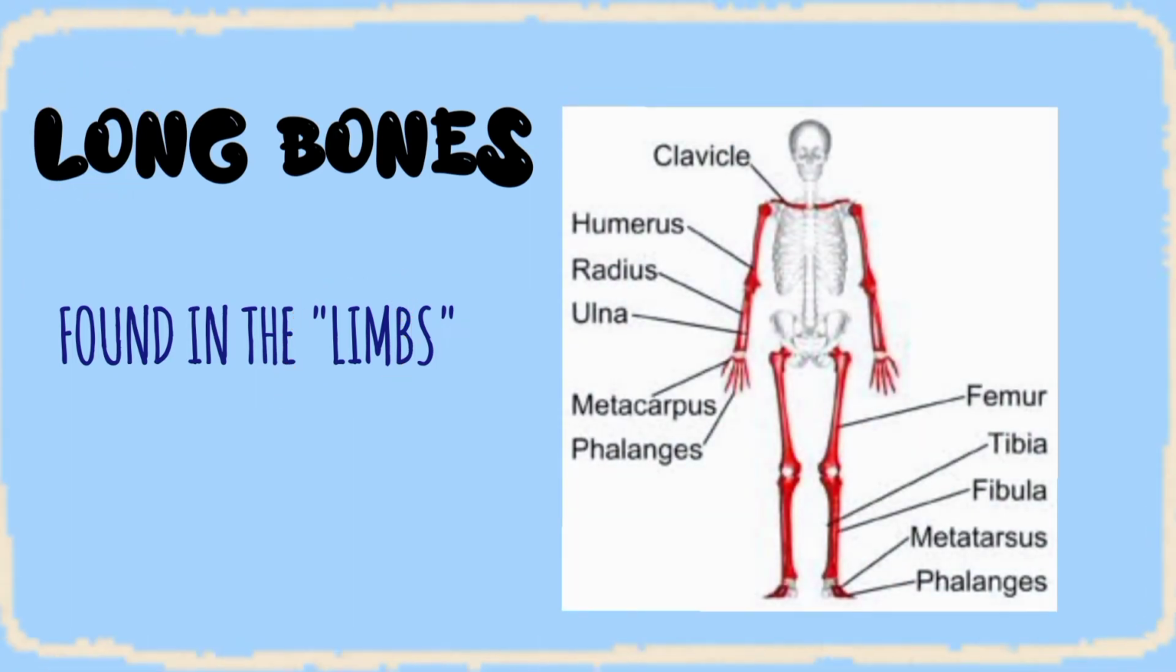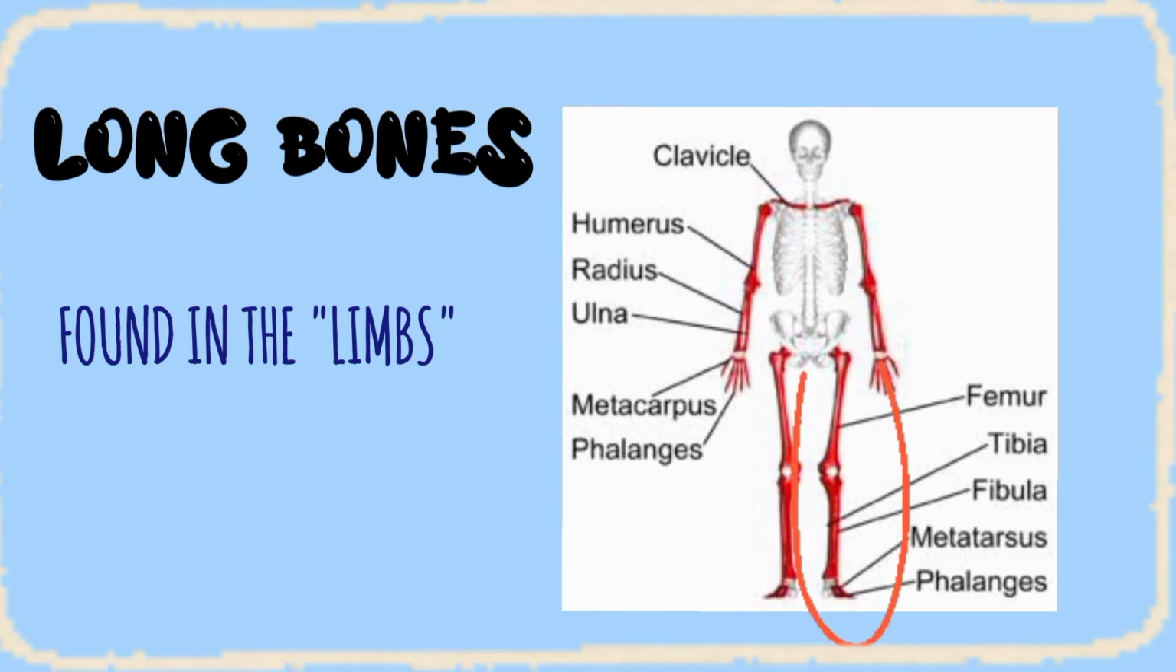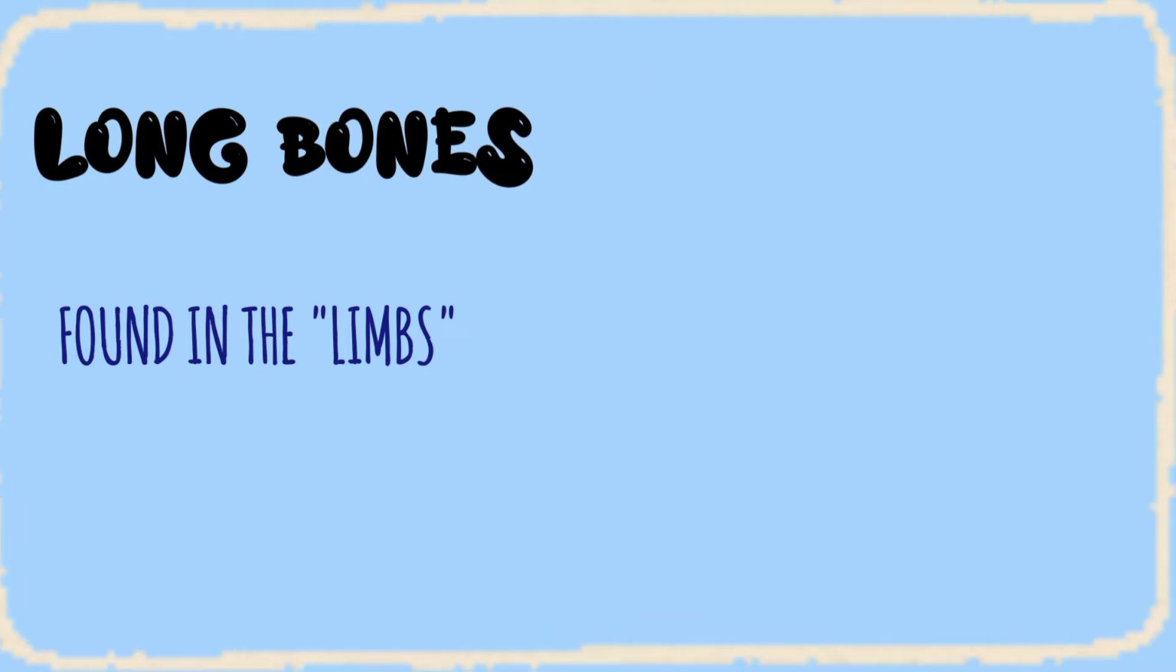In the upper limb you can see the humerus, the radius, the ulna, the metacarpals and the phalanges. All are examples of the long bone. While in the lower limb you see the femur, the tibia, the fibula, the metatarsals and again the phalanges. All are examples of the long bone.